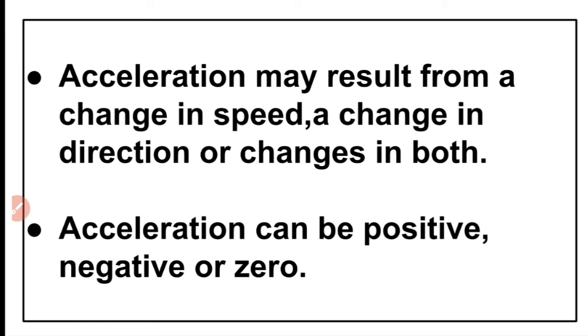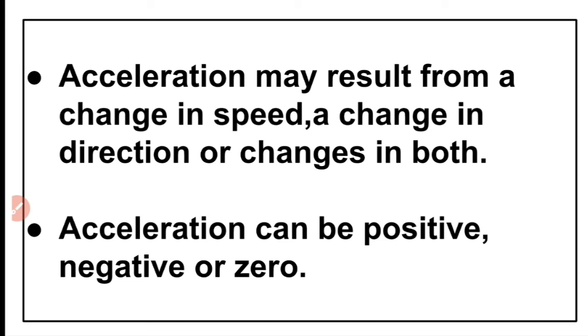Then this acceleration, being a vector quantity, can be positive, negative or zero. So what are positive acceleration, negative acceleration and zero acceleration? Zero acceleration means, when acceleration is zero, delta v is zero, because what is acceleration?